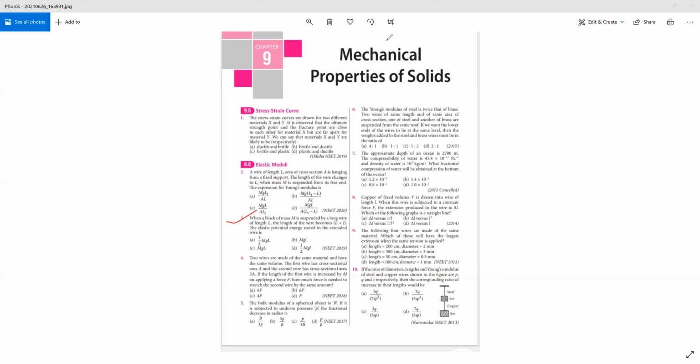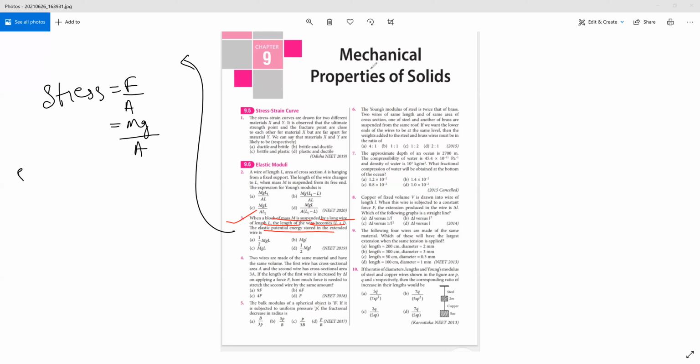Third one, when a block of mass M is suspended by a long wire of length L, the length of the wire becomes L plus l. Elastic potential energy is... 4 options they have given. And here the same stress formula we are using. Stress is equal to force by area. Force is substituted as mg divided by area, and strain is equal to change in length to the original length, or you can write that one as L plus l minus L divided by L.